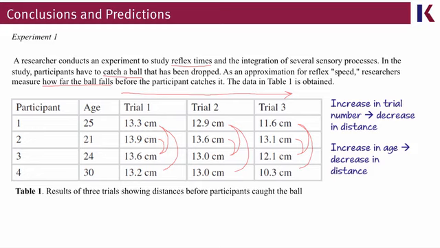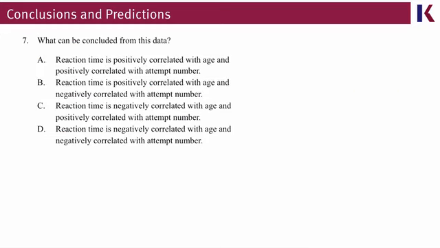So let's see how they could test this data on the exam. Take a moment to read through question 7 and identify what your plan would be for answering this question. This is another question where the answer choices are written in parallel form, and that will help us quite a bit. They're actually looking for the two relationships we identified in the table. How reaction time, or in reality the distance that's being measured here, relates to the age of the participant, as well as with the trial or attempt number.